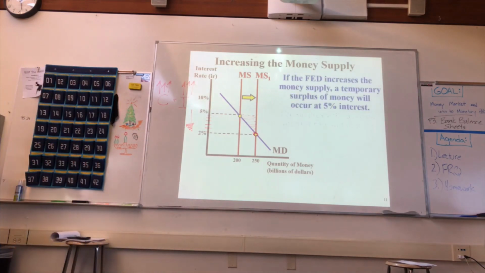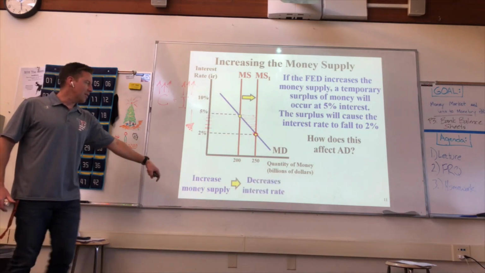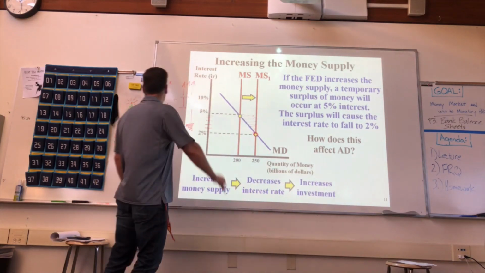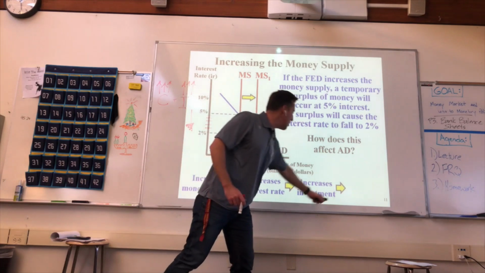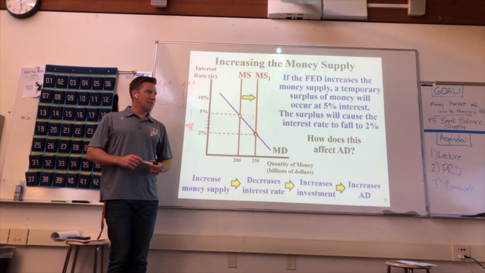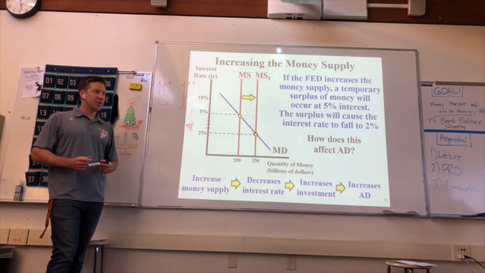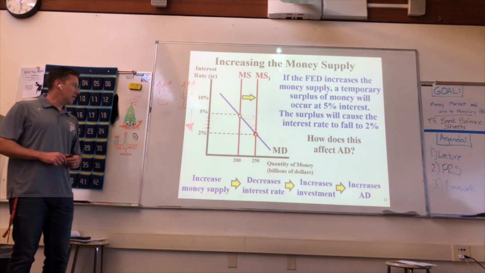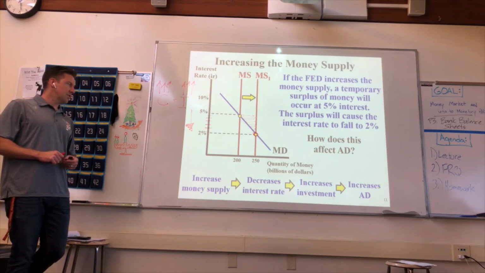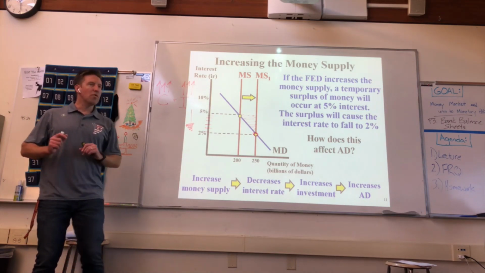Boom! You guys ready for a flow chart? If you increase the money supply, you're going to decrease the interest rates, which means investment increases. C went up, I went up, and as Emmy said, aggregate demand is going to shift to the right like a boss. There's your expansionary monetary policy. Increase the money supply, decrease the interest rate. That increases our investment, and that will move our aggregate demand to the right.